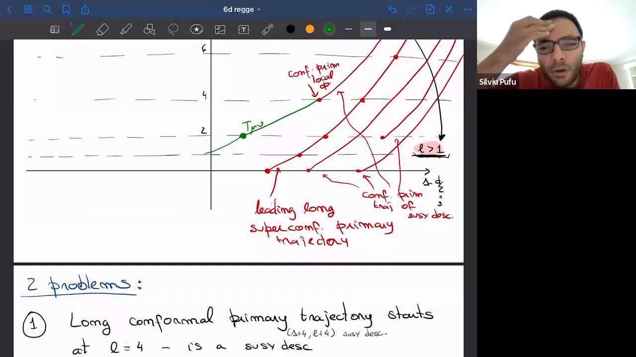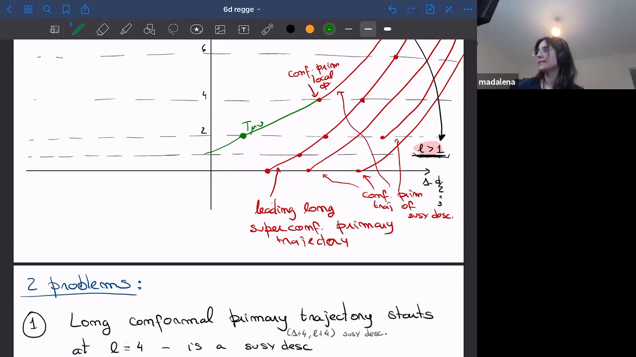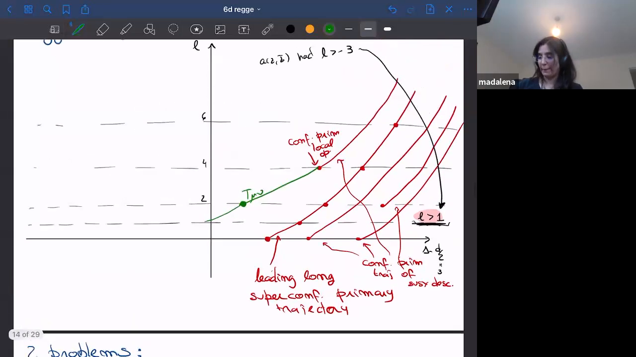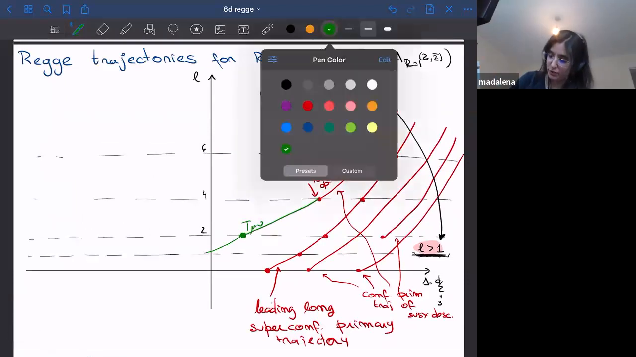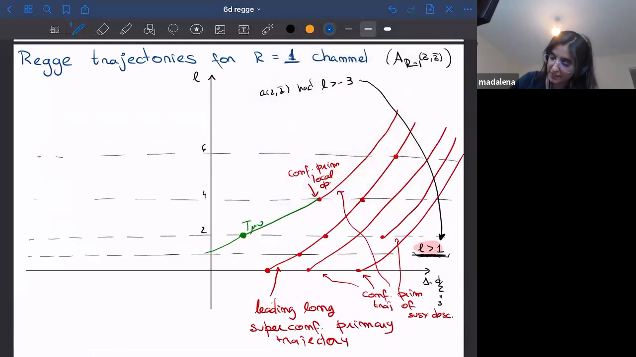Sorry, Madalena, I have a question about this. So was this plot for the singlet R symmetry operators? Yes. I see. Okay. I thought you said R equals 1 or. Oh, sorry, this was the bold-faced one. I'm sorry. I mean, it's like the singlet representation. Okay, thank you.